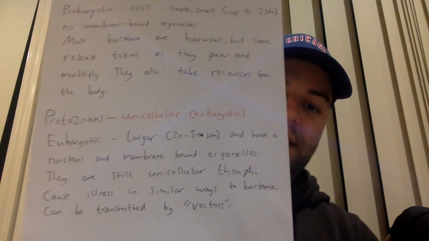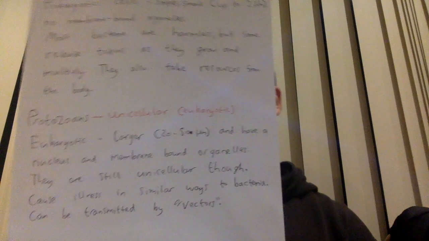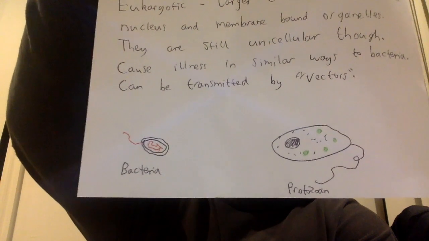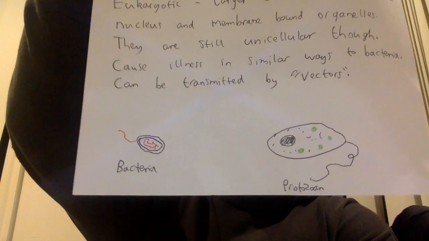And they cause illness in similar ways to bacteria, so releasing toxins and stuff. And they can be transmitted by what we call vectors. So vectors are just organisms that carry the protozoans. I'll talk about them a little bit later. And then down at the bottom, just a little drawing of both of them. So the bacteria on the left, which is much smaller than the protozoan on the right.